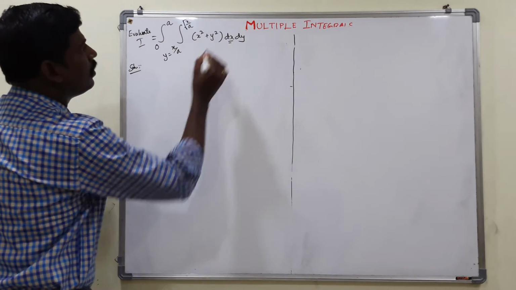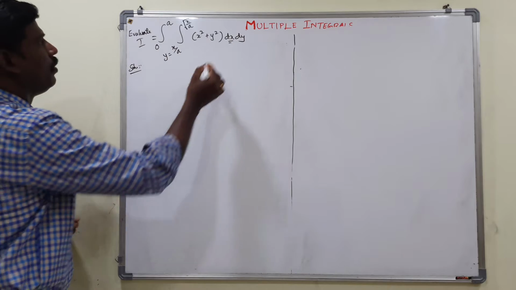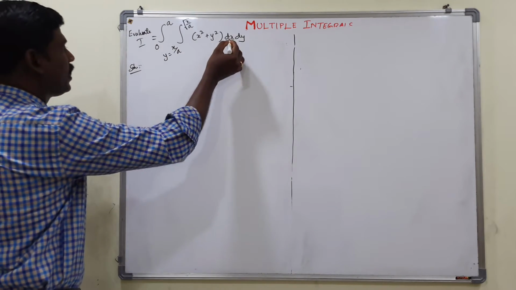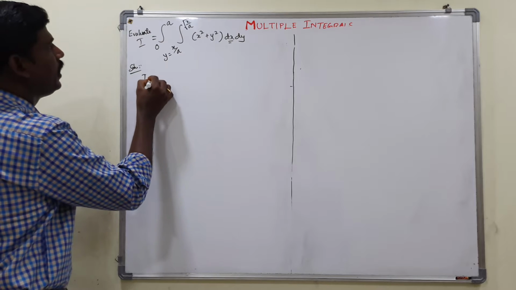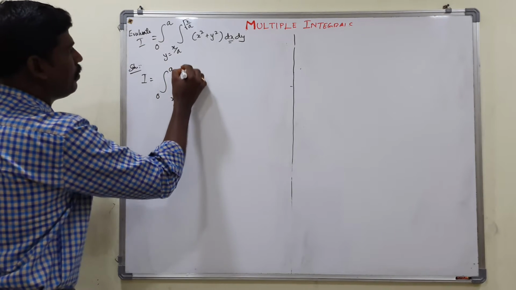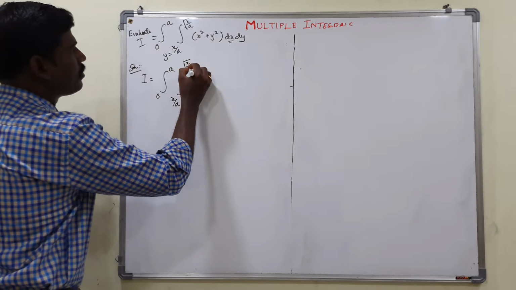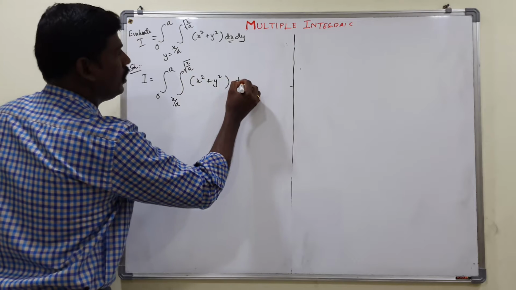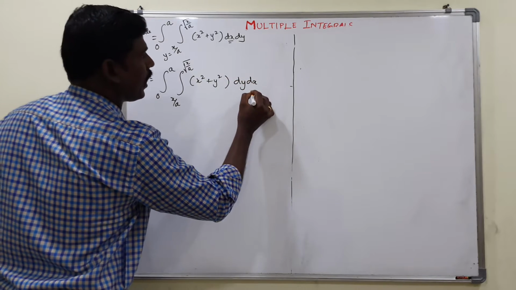But here the given integral integrates with respect to x at first. So we need to write it in the correct form. So the correct form is integral x by a to root of x by a, x square plus y square into dy dx.